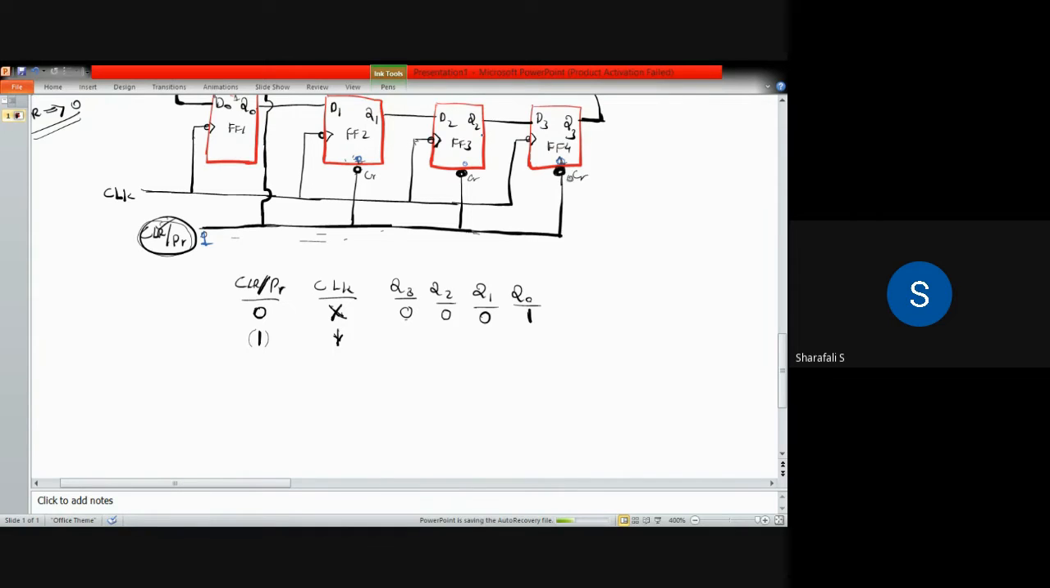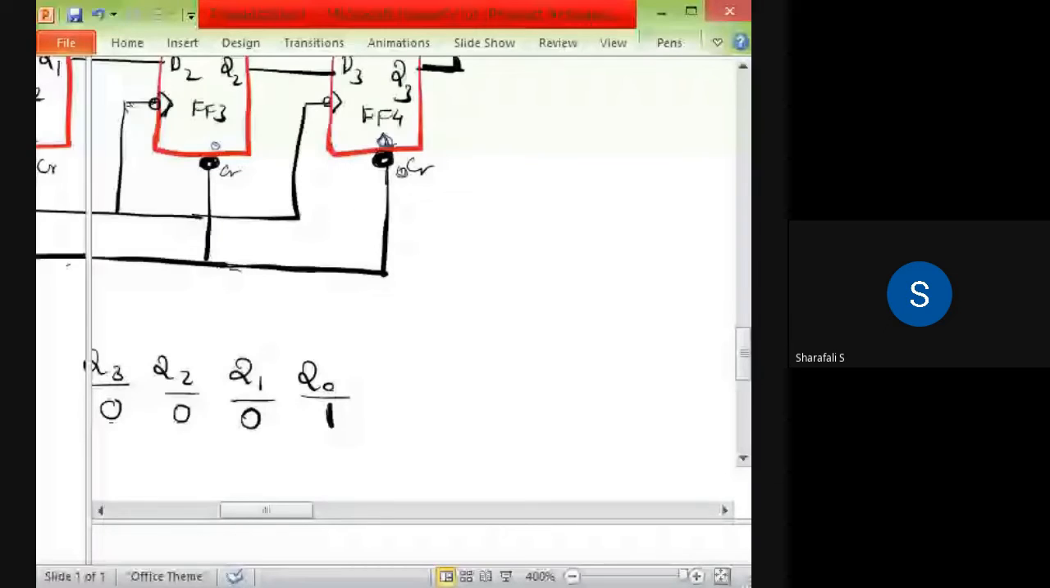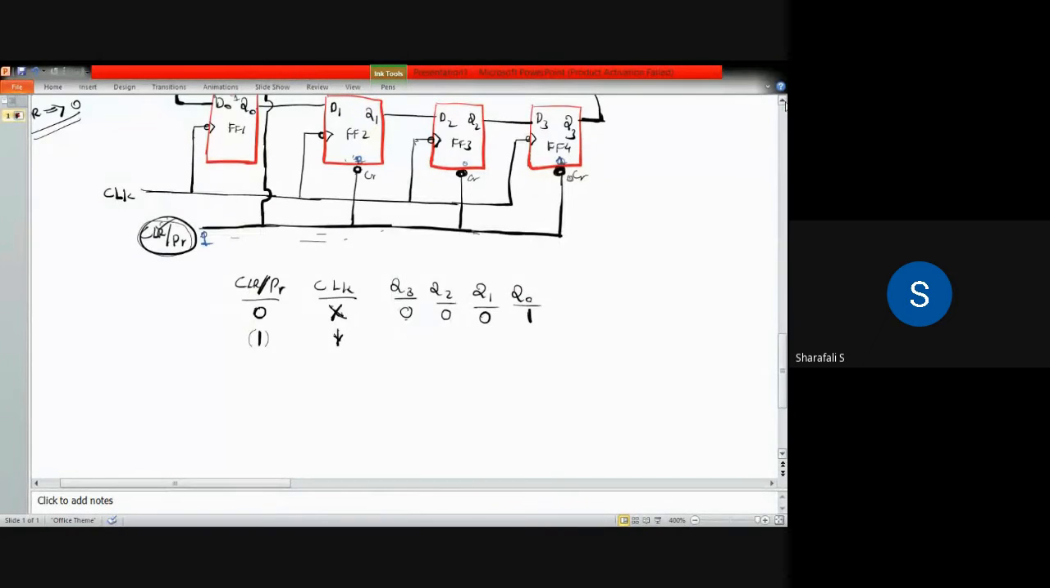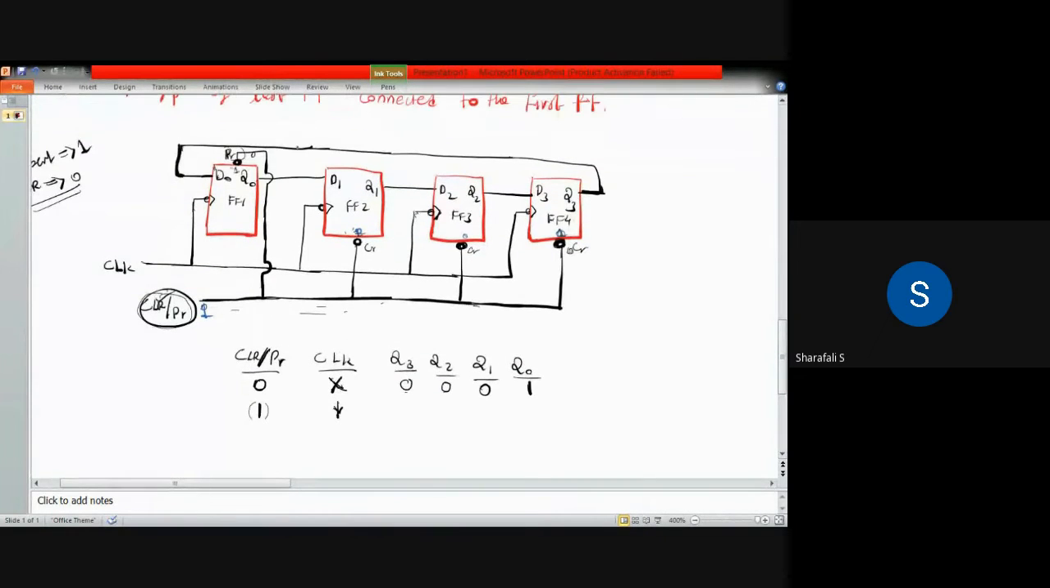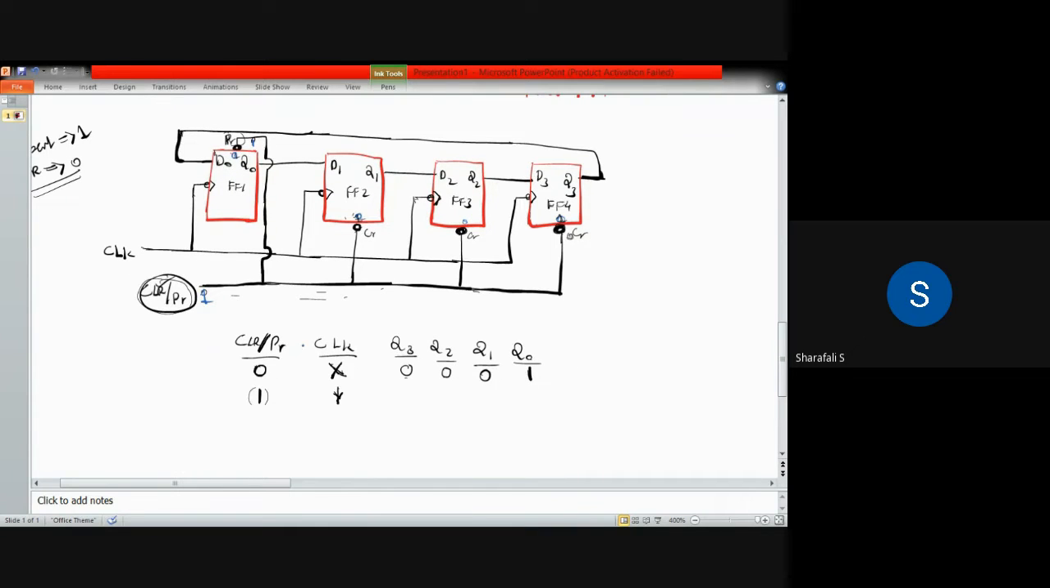Similarly, for preset also, this one will be equal to 1, so that it will be 0 here, which means that preset is also inactive. So now the memory will not change because your clear or preset value is set equal to 1. So preset and clear will be inactive at this moment.